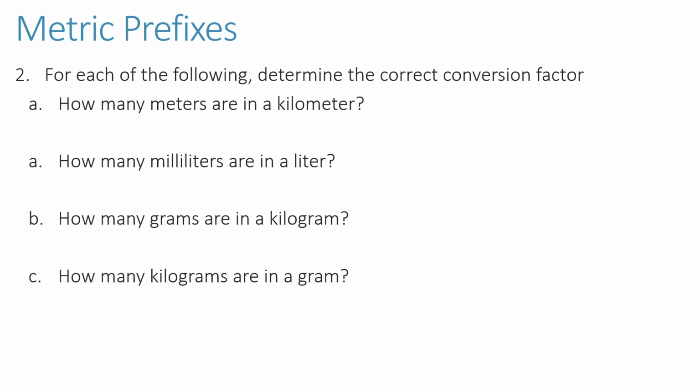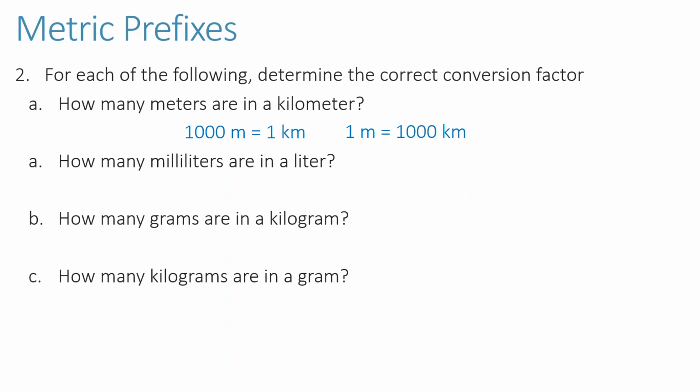So for each of the following, we want to determine a conversion factor. So this is a ratio that lets us convert between different units here. So first we have how many meters are in a kilometer. So kilo, the prefix, means 1,000 times bigger. So there's two ways that I could write this. I could say that 1,000 meters equals 1 kilometer, or I could say 1 meter equals 1,000 kilometers.